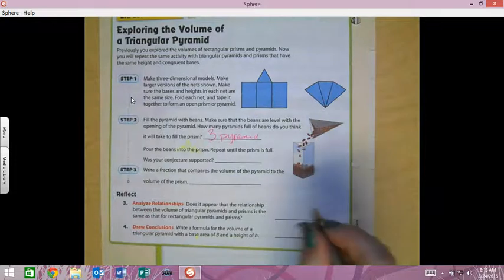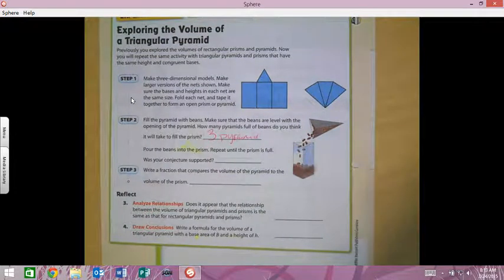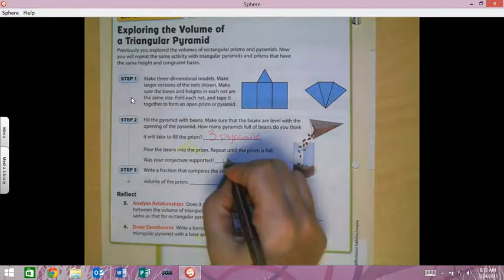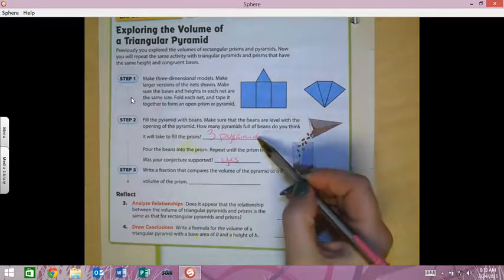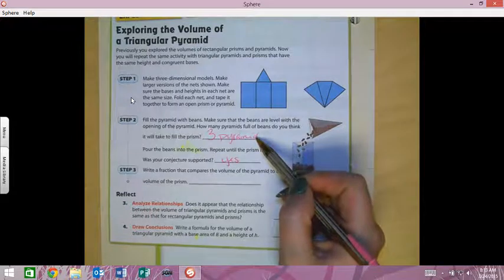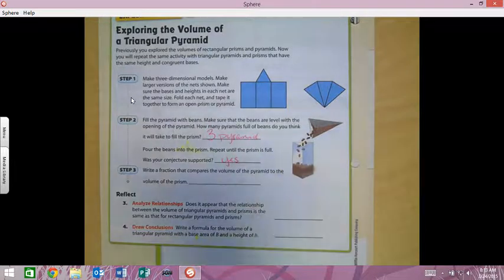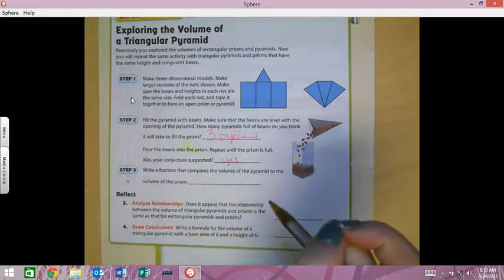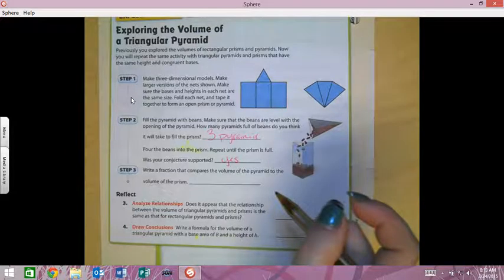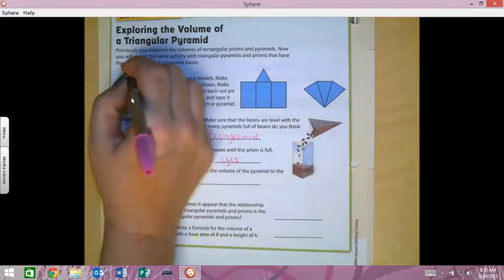So it says, pour the beans in the prism, which we're not doing. Repeat until the prism is full. Was your conjecture supported? Yes. The reason I would say that is because it was the same in 10.1. It was the same for the rectangular prisms and pyramids. All pyramids, if they have congruent bases and the same height, they will be 1/3 of each other. This is the key right there.